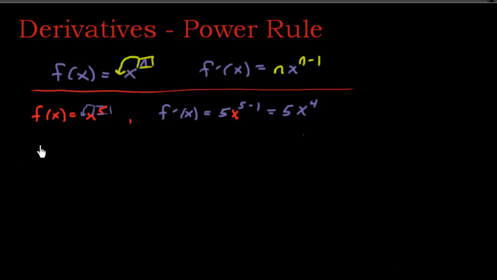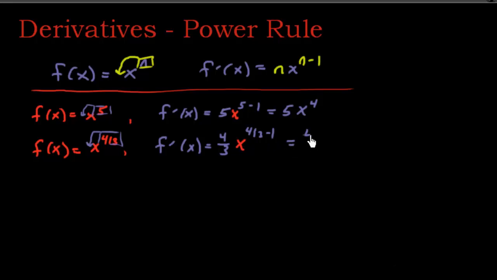Let's try another one. If I have the function f of x equals x to the 4/3, then the derivative is going to be f prime of x. So you're going to bring down the 4/3 out front. So you're going to get 4/3. Then you have your x, and you subtract 1 off the exponent. So that's going to give me 4/3 x to the, and then 4/3 minus 1 is 1/3. And that's all it is.